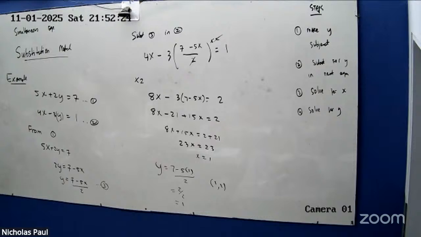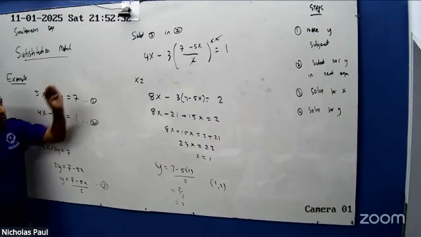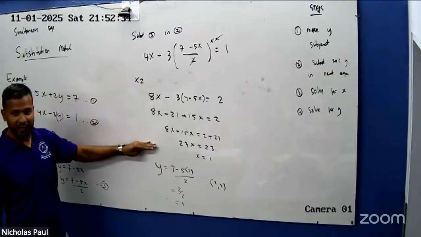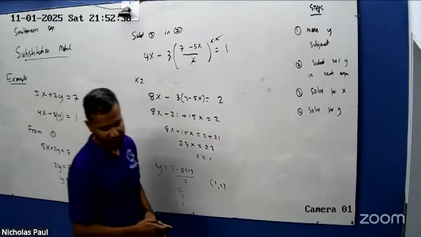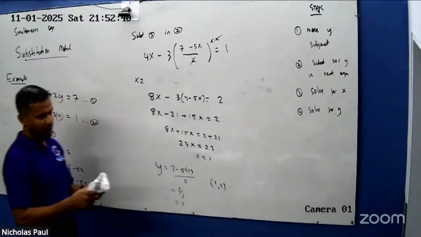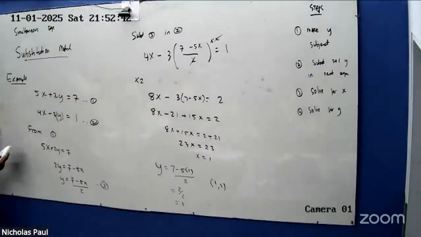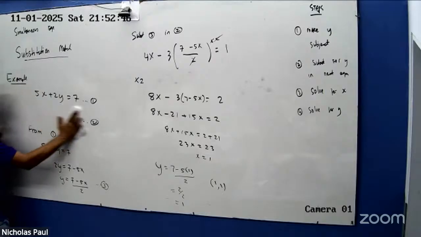Alright. Ready? Ready to try one? Same 4 steps, right? Make y the subject, substitute for y, solve for x, solve for y. Same 4 steps. Right? The good thing is you don't really get this so much in normal maths. But I still have to show you.